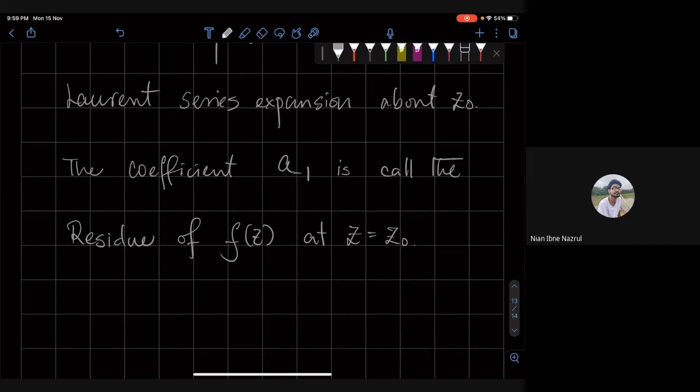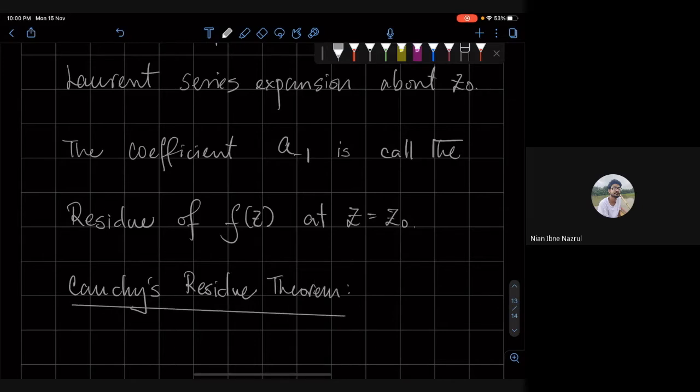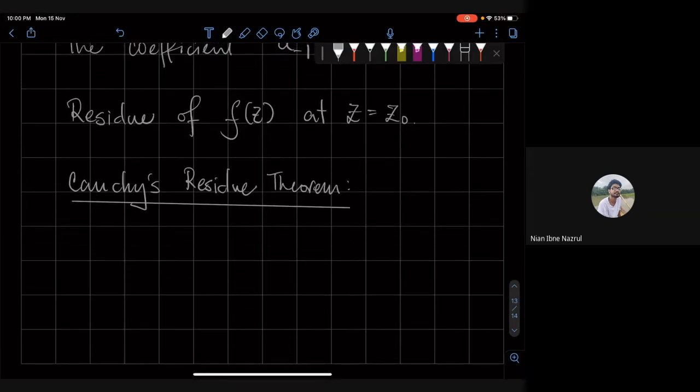So you might say, okay, why is the coefficient a minus 1 so important? This is the subject of Cauchy's residue theorem. Before we prove Cauchy's residue theorem, let me just prove a lemma.